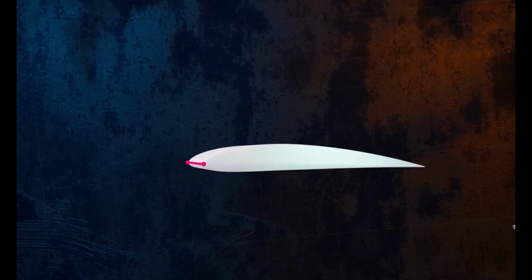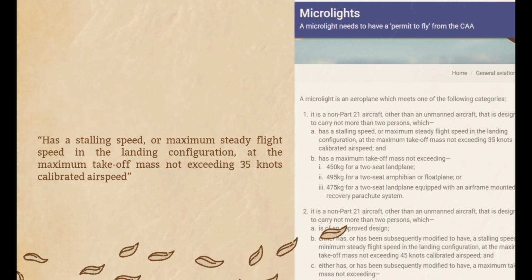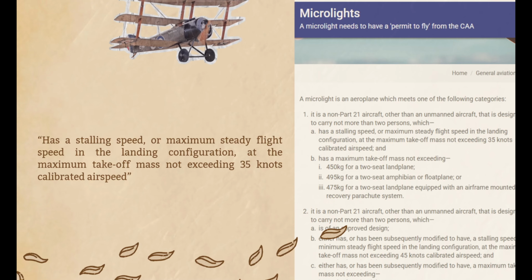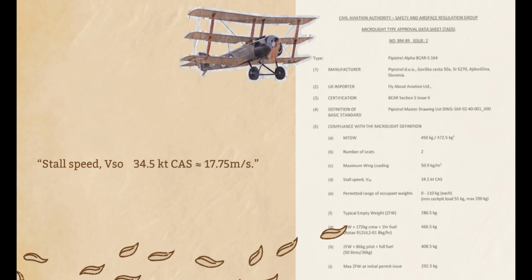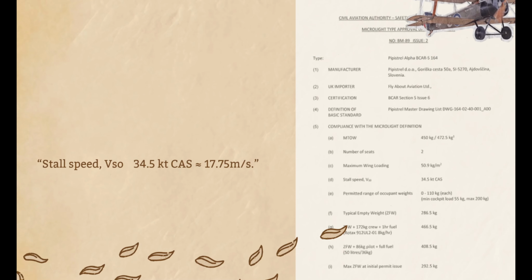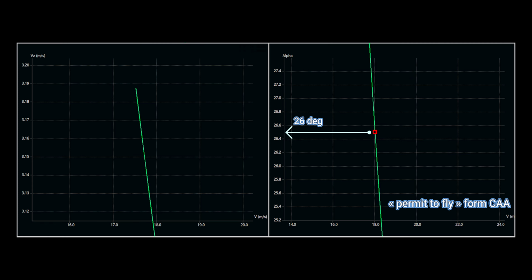The wing area is most closely related to lift, and lift is directly linked to stall. A microlight needs to have a permit to fly from the CAA, and under UK regulations, its stall speed in the landing configuration is defined as about 35 knots, or 18 meters per second. According to the UK CAA Alpha TADS, the Pipistrel has a VSO of 17.7 meters per second. In the initial model, we can see that the stall speed is around 17.5 meters per second, corresponding to a stall angle of attack of 26 degrees.